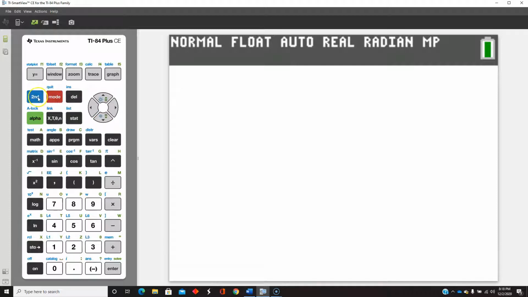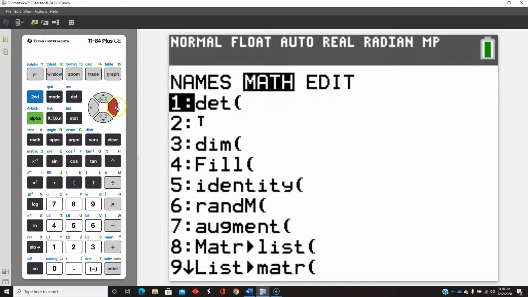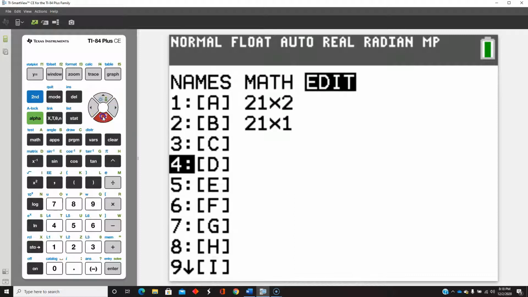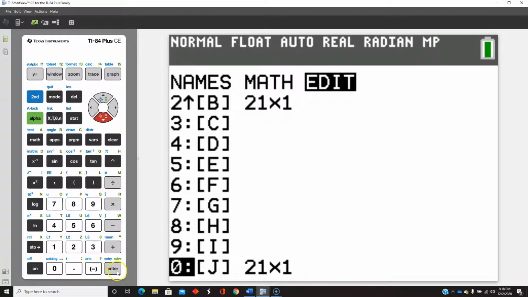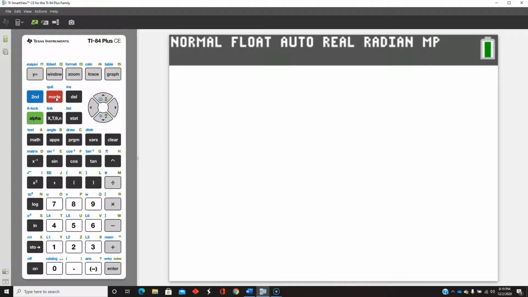And then finally, you need a matrix J. So I'm going to go over here to edit and then scroll down to matrix J. And then matrix J is going to be 21 by 1, just like matrix B was. But the difference is matrix J is just going to be all ones. Okay, so time for the magic to happen.